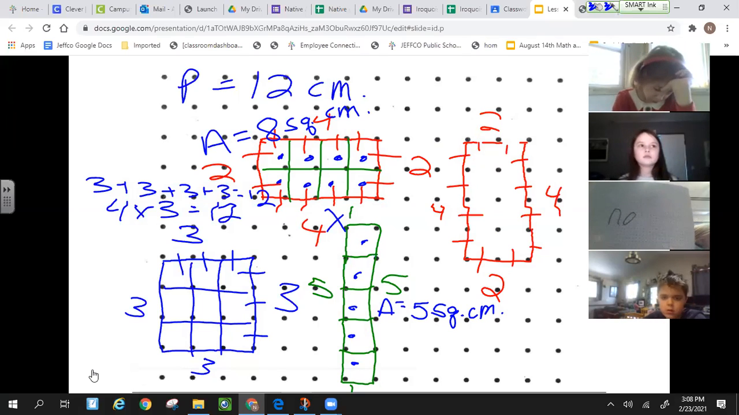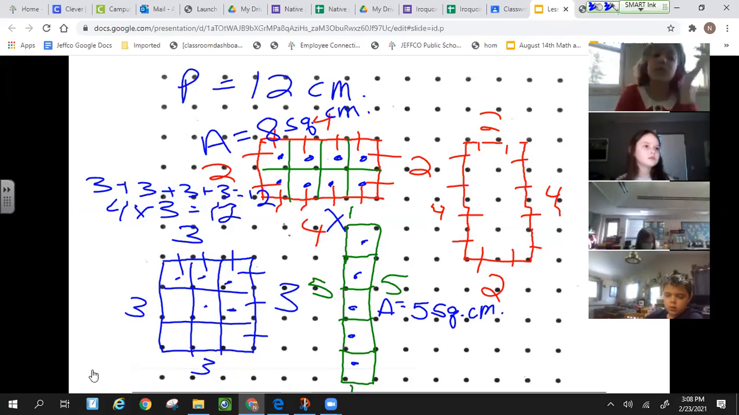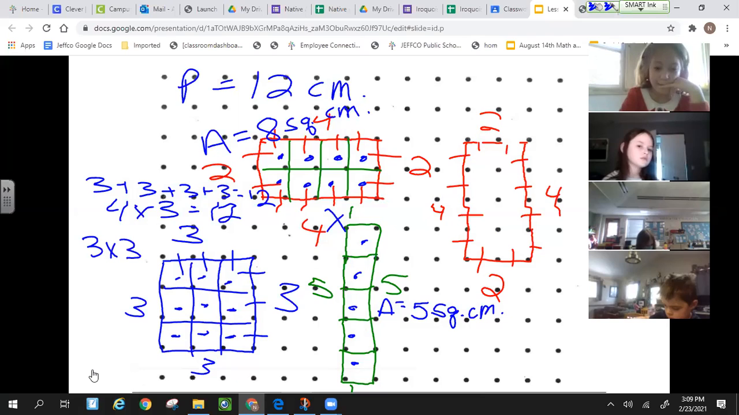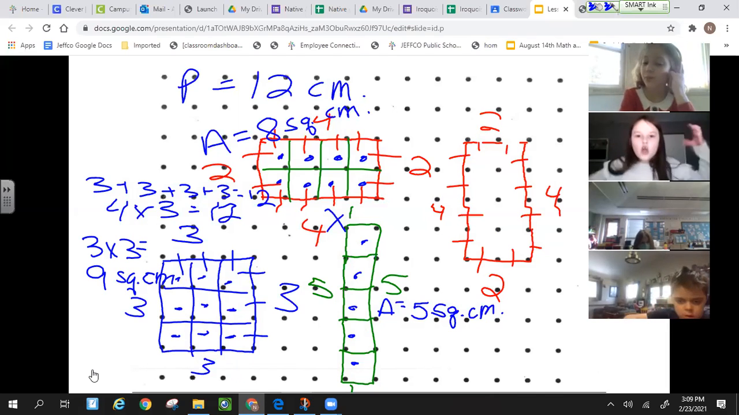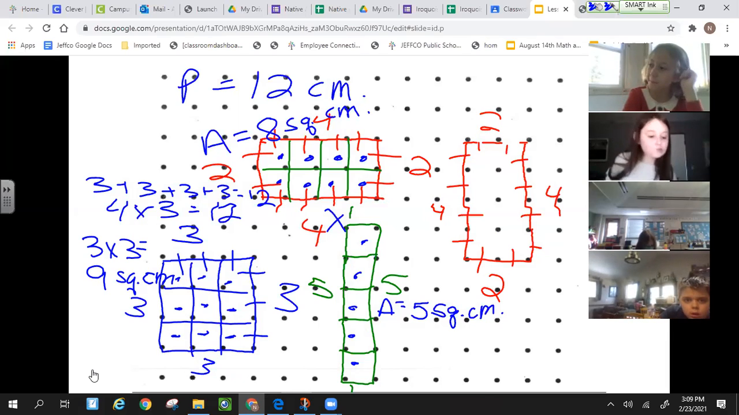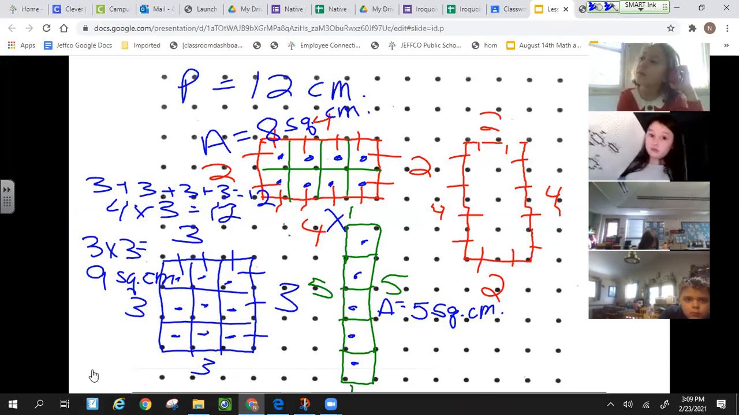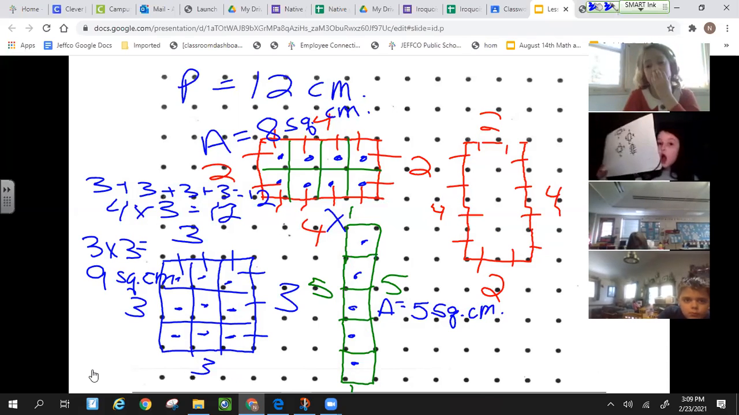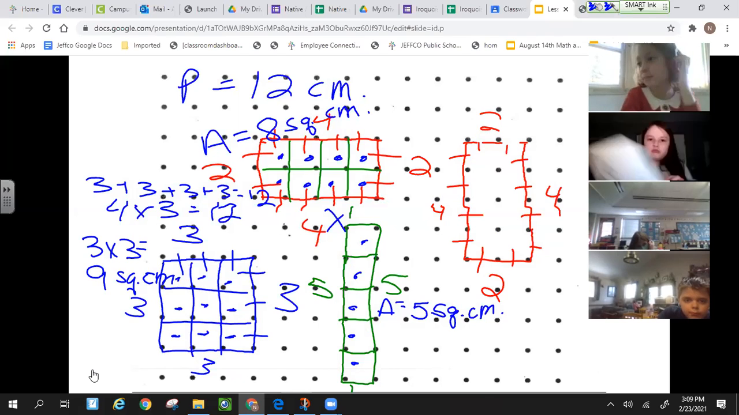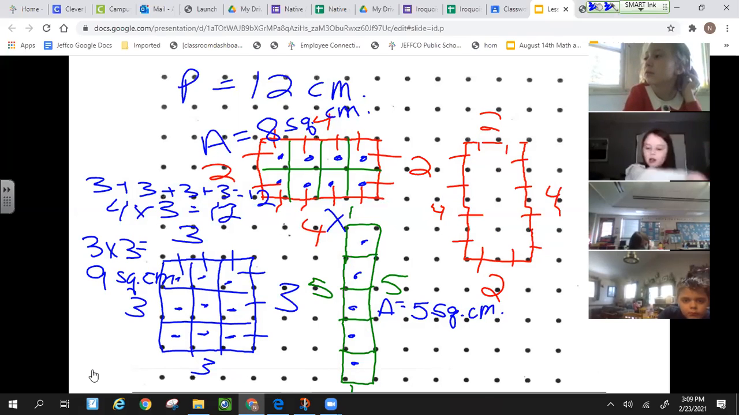Let's look at the 3 by 3. 1, 2, 3, 4, 5, 6, 7, 8, 9. A 3 by 3 has an area of 9 square centimeters. So what should you have written on your board? No. Just because a rectangle has the same perimeter, that does not mean that it has the same area. Pretty interesting. I think if I were you, I would have said yes if I didn't see it.